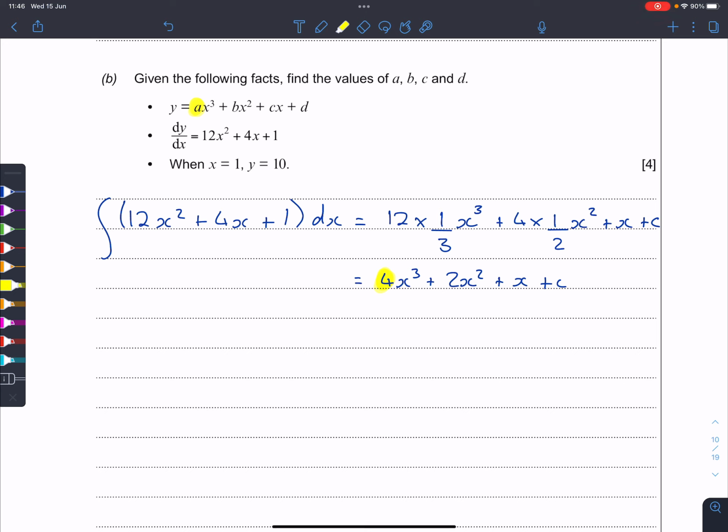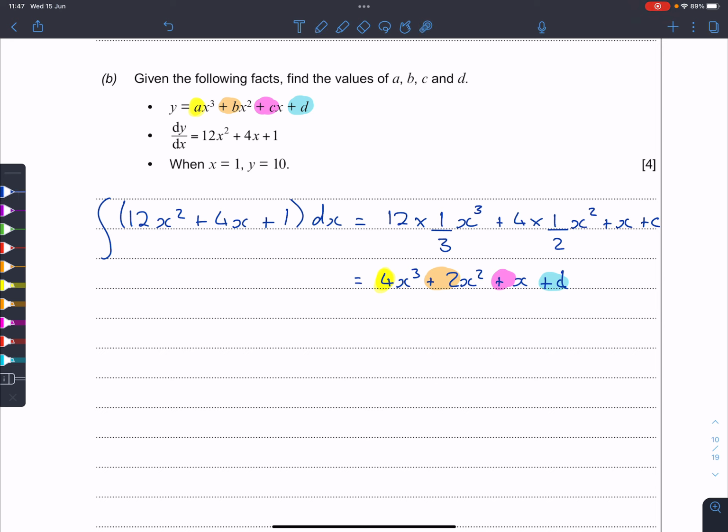Then I've got plus bx squared. Well, I've got plus 2. So that works as well. So my b is now 2. Similarly, with this plus cx, I have plus 1x. So that's plus 1. And then I have this constant at the end, the plus d, which I've got written as plus c just because of the way I've done it. So I'm just going to change it back into a d, so it's in the format that we want. Okay, so now I have 3 of the 4.